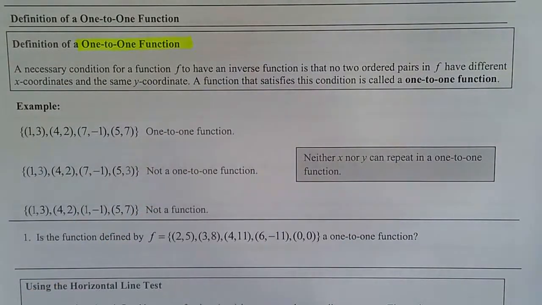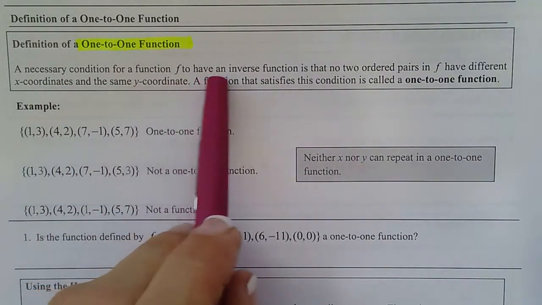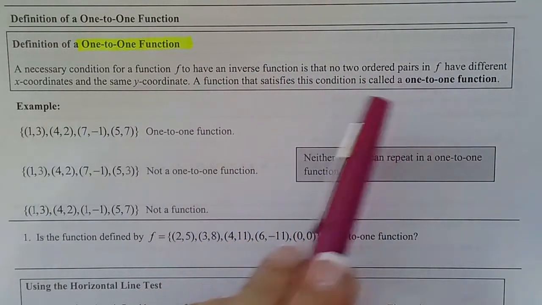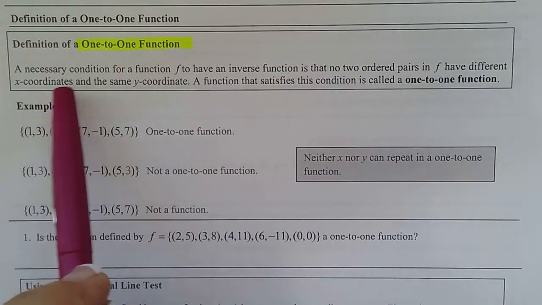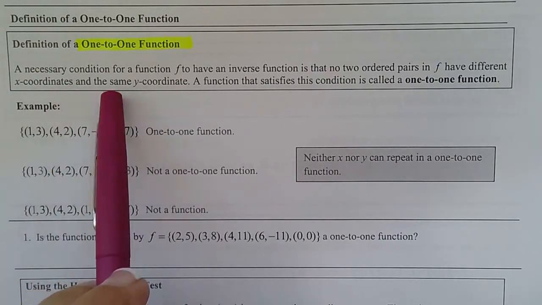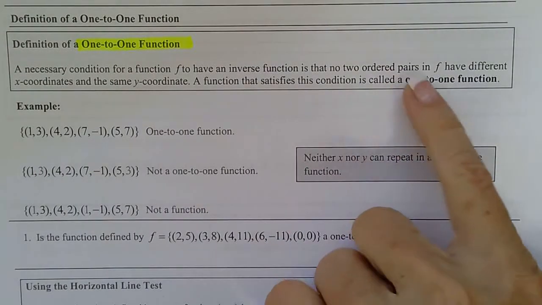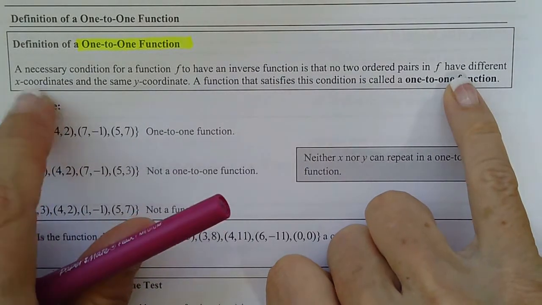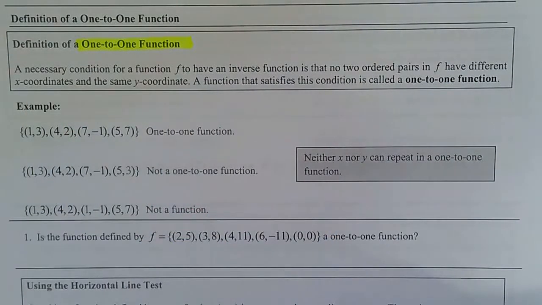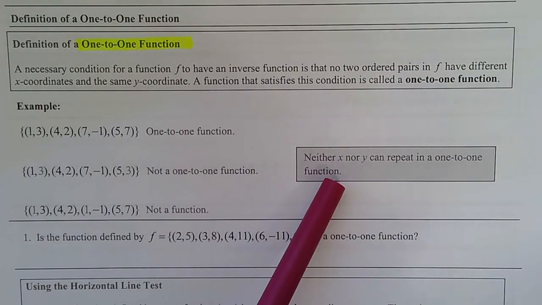So a necessary condition for a function f to have an inverse is that no two ordered pairs in f can have different x coordinates and the same y coordinates. A function that satisfies the conditions is called one-to-one. So no two ordered pairs in f have different x coordinates and the same y coordinates. So what does that mean? This is a better way to write it.